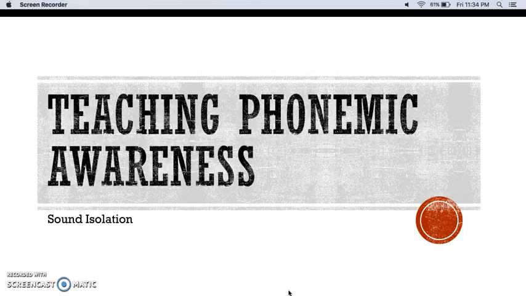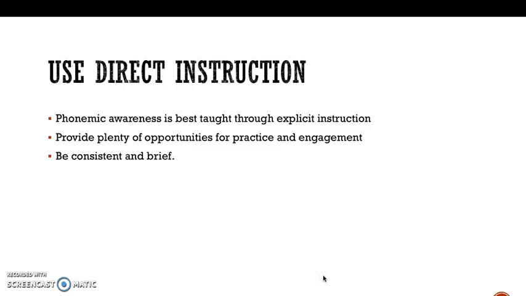So my examples for this lesson were using phonemic awareness and phonics. And it's set up like a PD lesson for other educators. For phonemic awareness, we're actually going to focus on sound isolation. And for sound isolation and phonemic awareness, you want to use direct instruction.